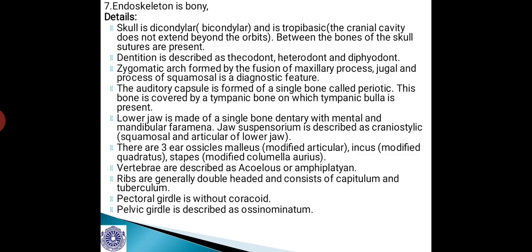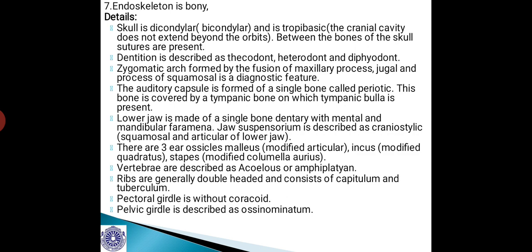So the skull is dicondylar type or bicondylar, and it is tropibasic. The cranial cavity does not extend beyond the orbit. So that is the meaning of the tropibasic type of skull, and the details of which I will explain to you in the practical class. Between the bones of the skull, sutures are present. You must have seen the human skull, and between the different bones you must have found some thread-like projections, what are called sutures. So the presence of sutures in the skull bones is one of the striking features of mammals.